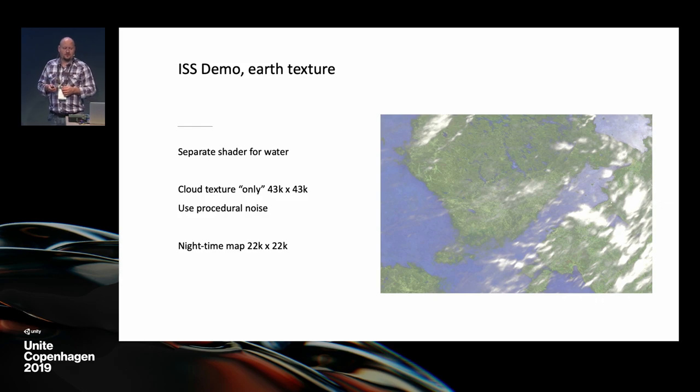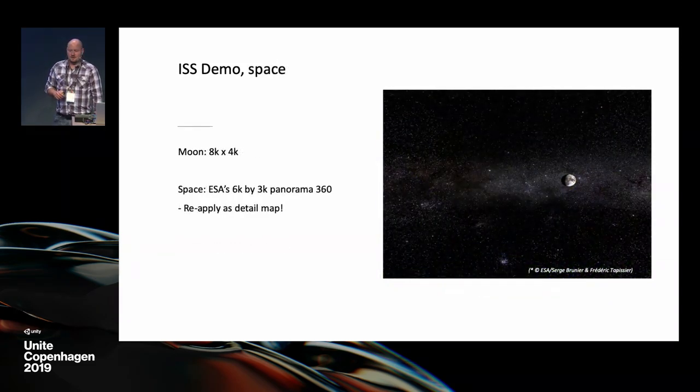There's a separate shader used for the water areas, plus an extra 43K texture for the cloud cover. We added some procedural noise to make it look nicer. Again, good enough. The night sky texture was only 22K, and it was a bit too blurry, but it wasn't used much in the demo in the end, so all was well. Moon texture over here, 8K by 4K, that was good enough for the focus display.